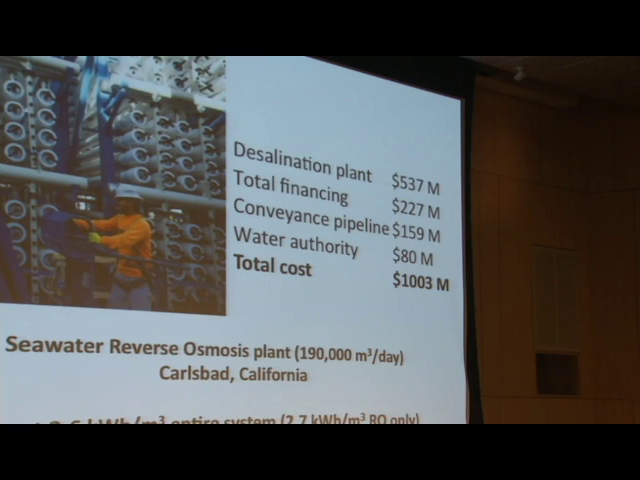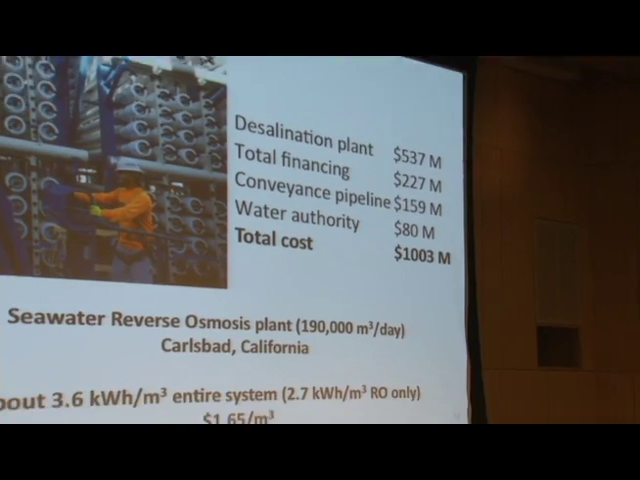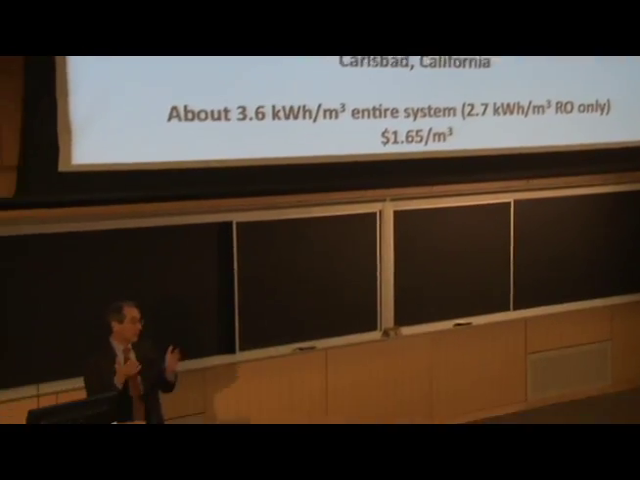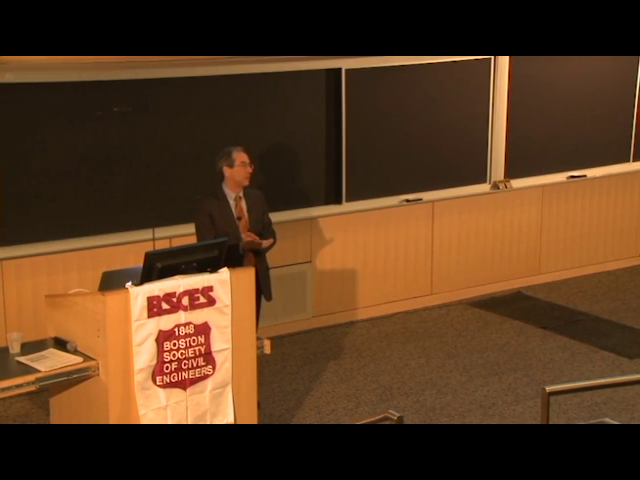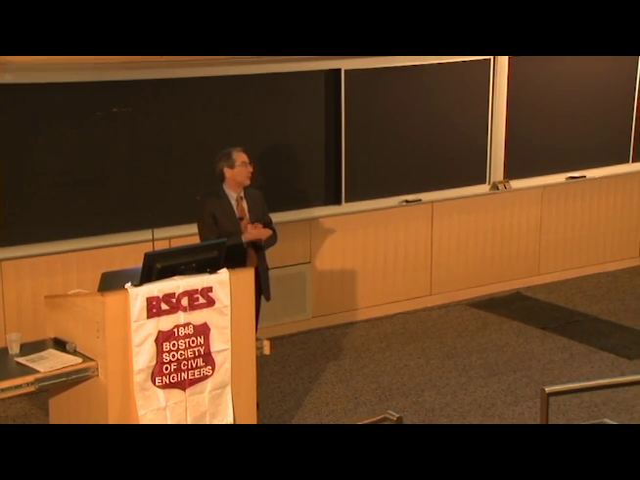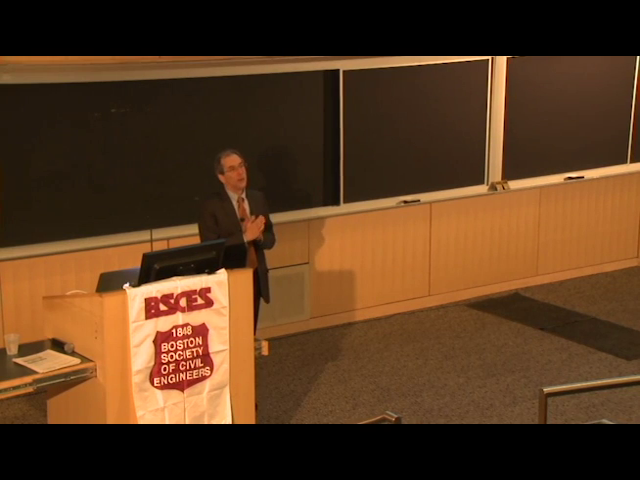The conveyance pipeline, now think about this. You're on the coast of Southern California. You're in Carlsbad. This is a nice residential area. A lot of expensive houses. This pipeline snakes its way inland 10 kilometers, 10 miles, through a rather sinuous path, through some very expensive real estate. And it cost them $160 million to get the thing in.